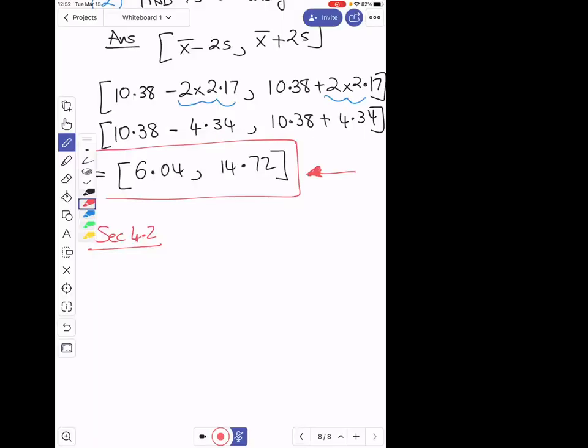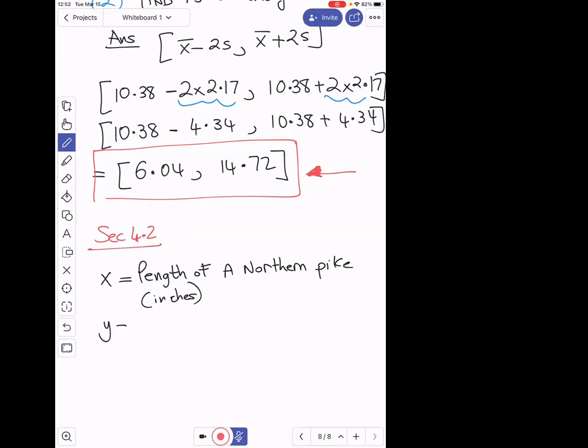So there's X. The X represents the length of a northern pike in inches, and the variable Y will be the weight in pounds. The weight.